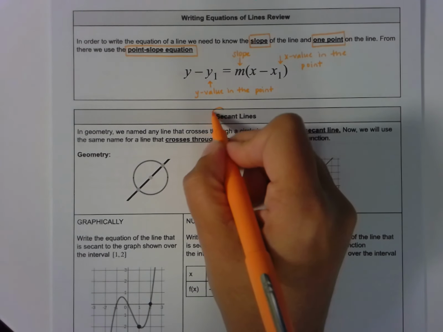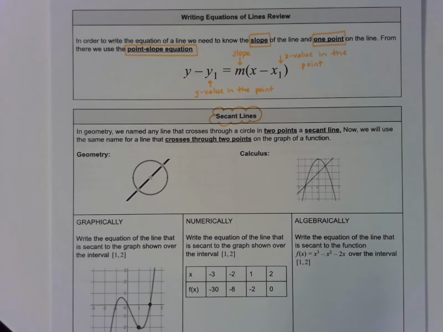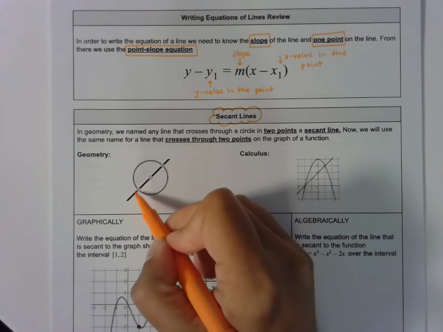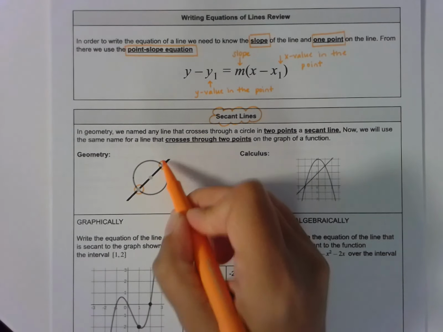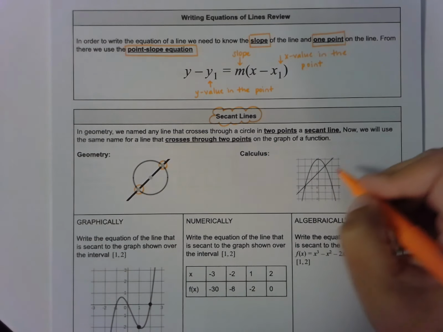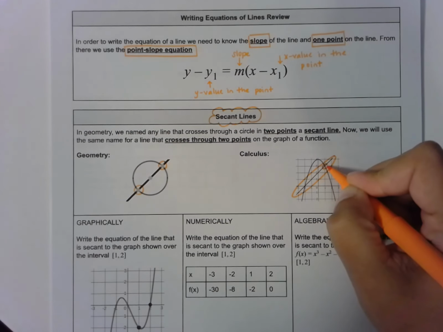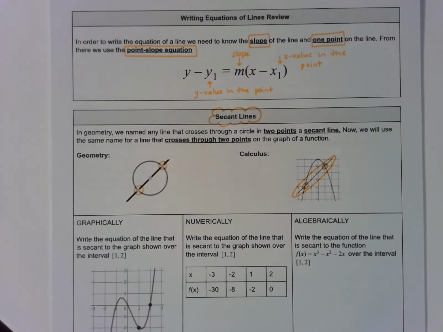Now, when we write the equation of this line, we are going to be writing the equation of what's called a secant line. If you can think way back to geometry, we named any line that crosses through a circle in 2 points a secant line. Now, in this class, we're going to name a secant line any line that crosses through 2 points of the graph of a function. Just like the line we drew on the previous page when we found our slope, this line right here would be a secant line because it crosses through the function in 2 points on the graph.